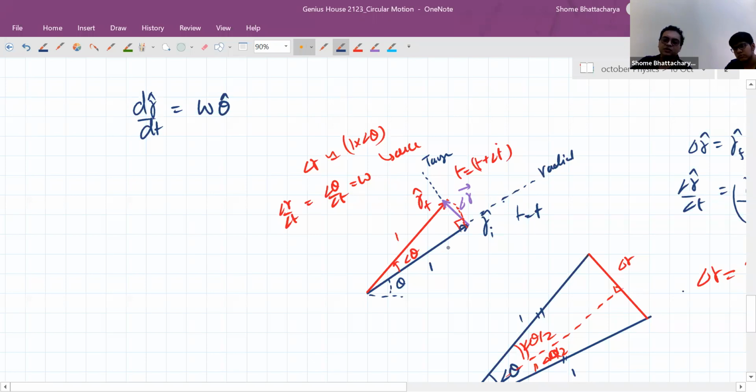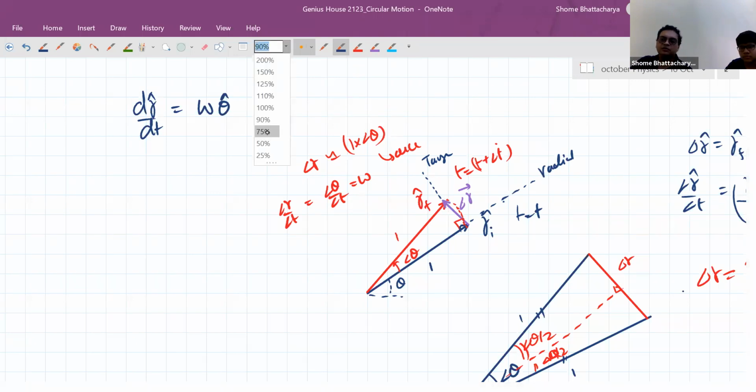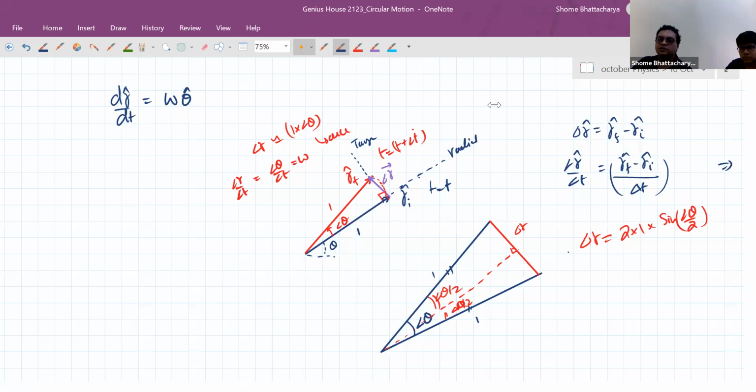That the change in your r cap vector, as this r cap vector is rotating like this, the change in it is basically your r delta theta, and r is 1. So the change is delta theta. So the rate of change is delta theta by delta t. And the direction of that change is perpendicular to the vector itself. So it is along your theta cap. Okay? So this is that logical method of understanding it, or the geometrical way of understanding it.